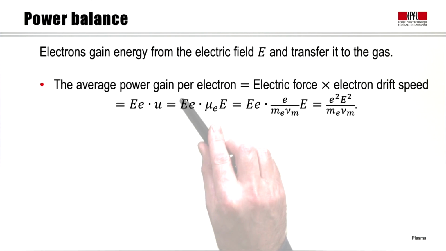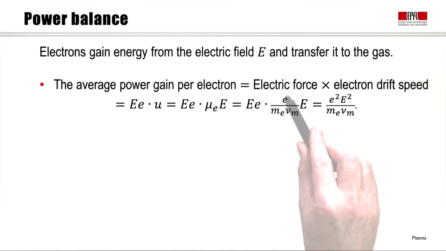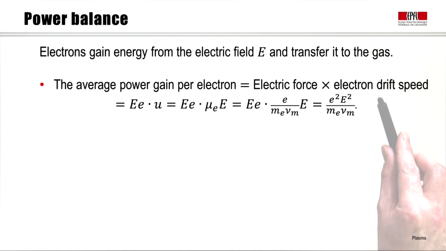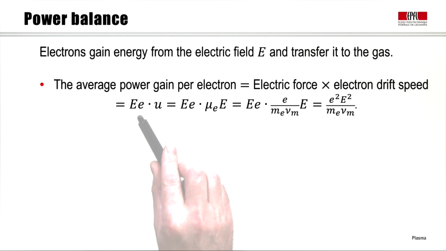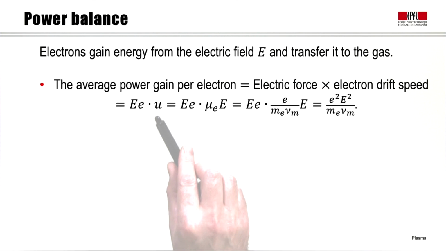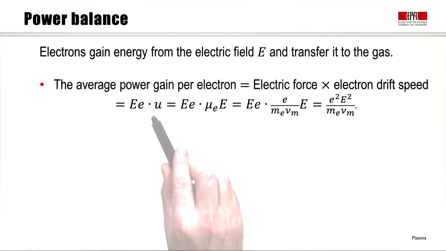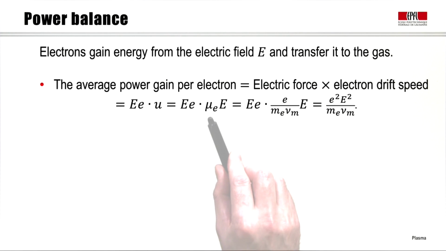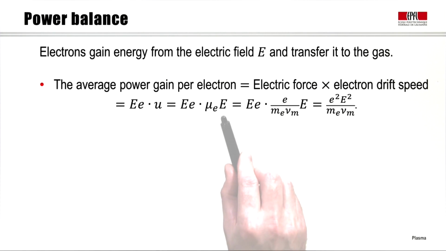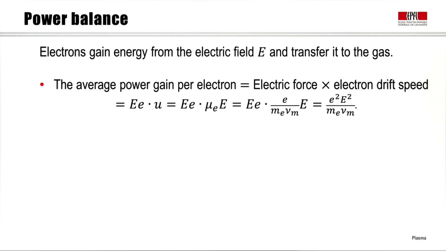The average power gain per electron is the force on the electron times the electron drift speed, which is the electric field times the electron charge times the drift speed. Both of these are negative and cancel out to be a positive value. The electron drift speed is the electron mobility times the electric field, and the electron mobility is the electronic charge divided by the electron mass times the collision frequency of electrons and neutrals.